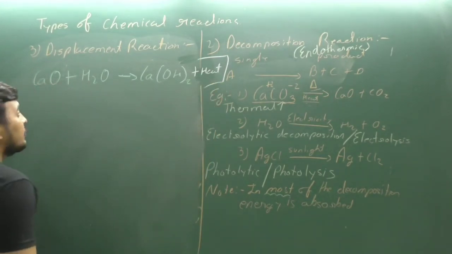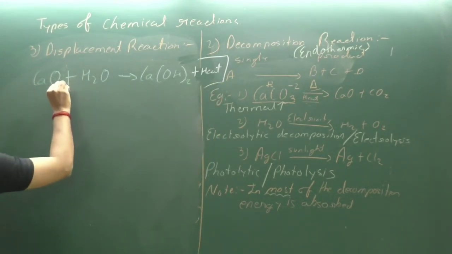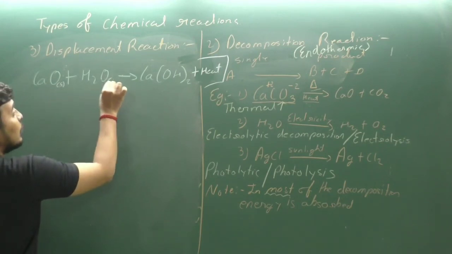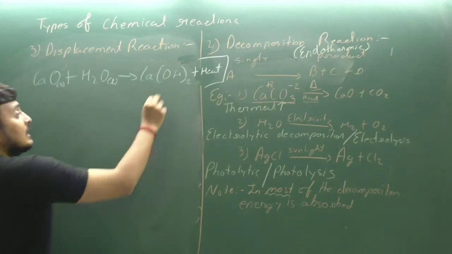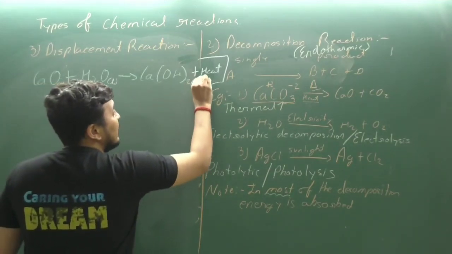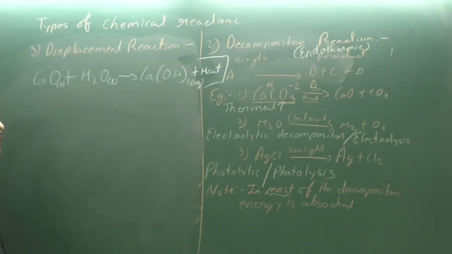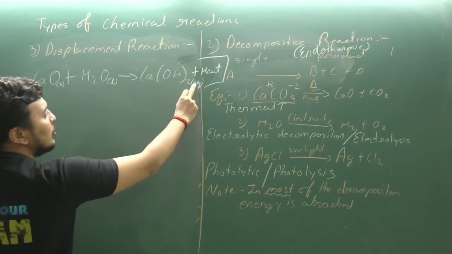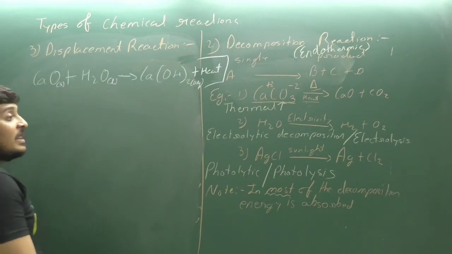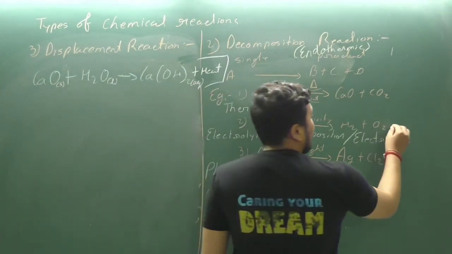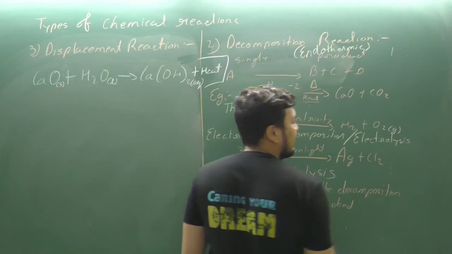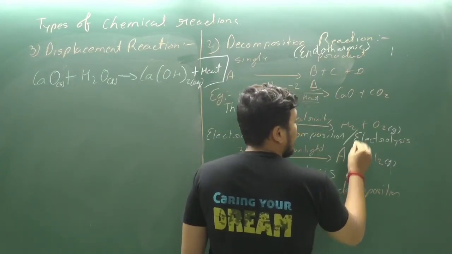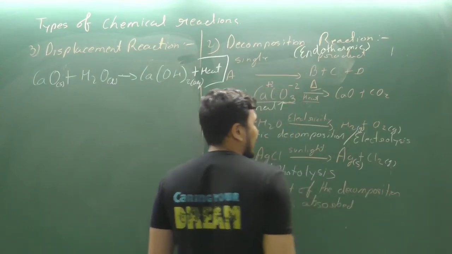Clear? Now the calcium oxide is in solid state, so you have to write here a small s. Again here water is in the liquid state, l. The calcium hydroxide is in the aqueous state, so you have to write aq. It means it is with the water. If any compound is with water, then you have to write aq in brackets. If any gaseous compound is formed, for example oxygen, then you have to write g in brackets. Chlorine is also in the form of g. Silver is in the form of solid. Hydrogen is in the form of gas.